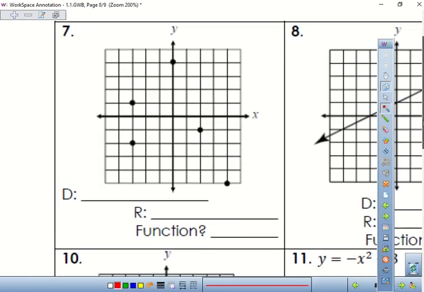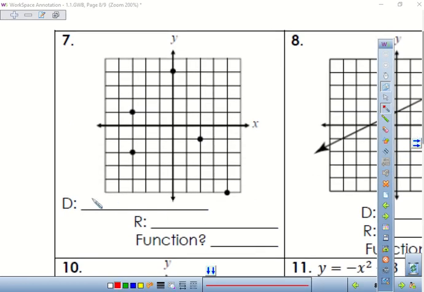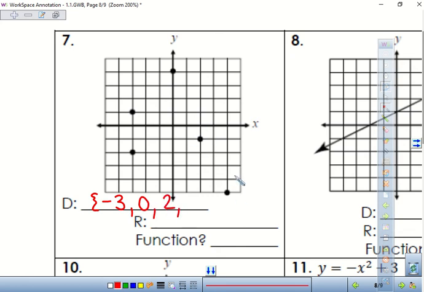Now we're going to do some graphical ones. So to get the domain with these, you're just taking the x-coordinate of the point. So that's going to be -3. These are both x-coordinate of -3. This has an x-coordinate of 0. This has an x-coordinate of 2. And this has an x-coordinate of 1, 2, 3, 4. So does everybody see where I got those numbers from?